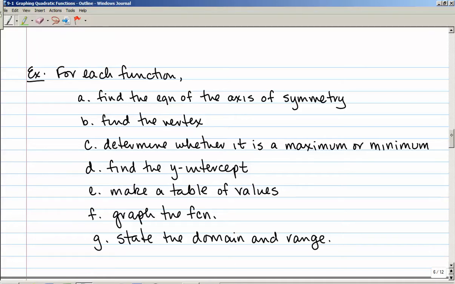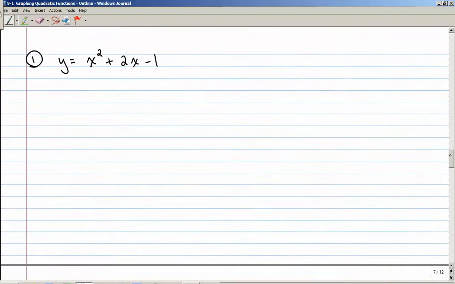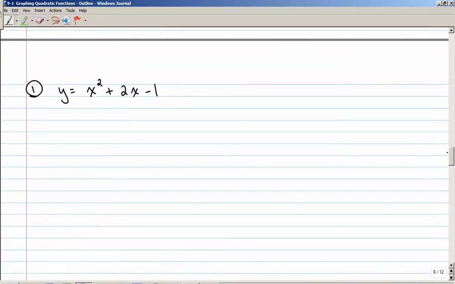So let's take a look at a couple examples here. So we have the function y equals x squared plus 2x minus 1. The first thing I would like to do is identify what are a, b, and c. A is the coefficient of x squared, and since there isn't a number in front, that's going to be a 1. B is the coefficient of x, and that's 2. And c is the constant value all by itself on the end here, and that's negative 1.